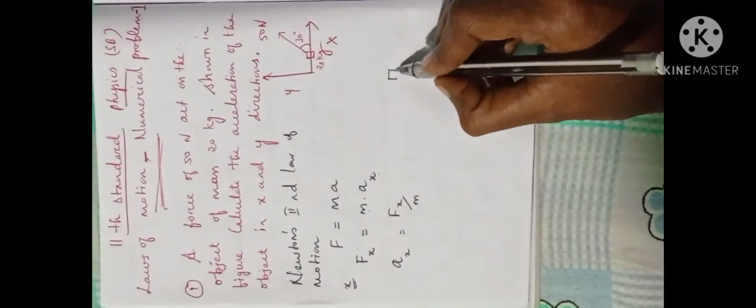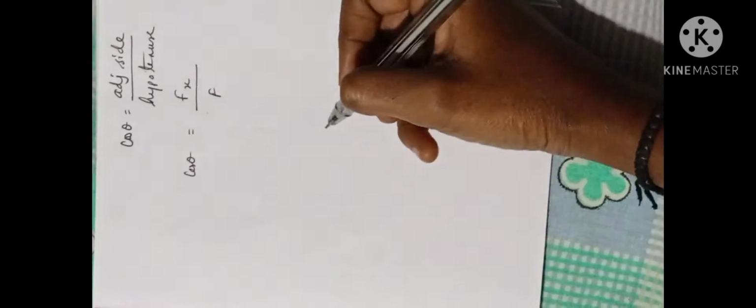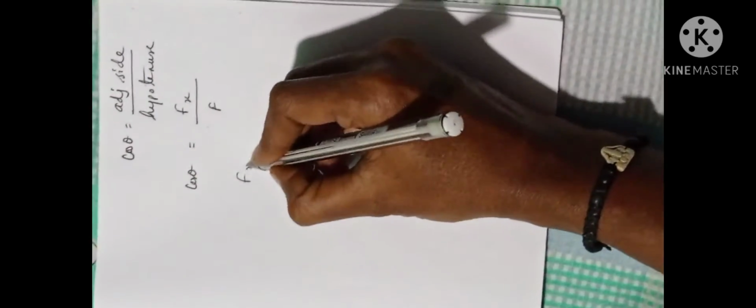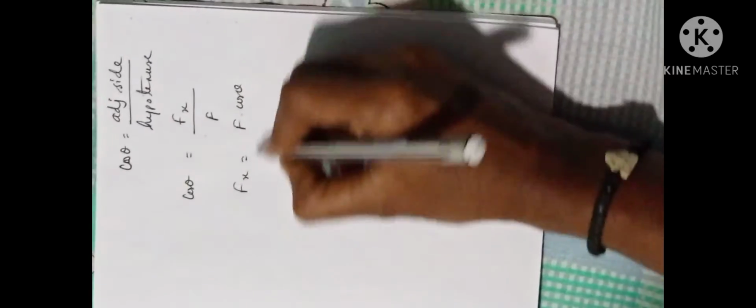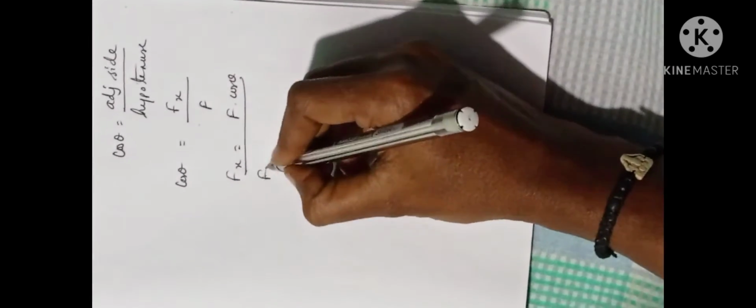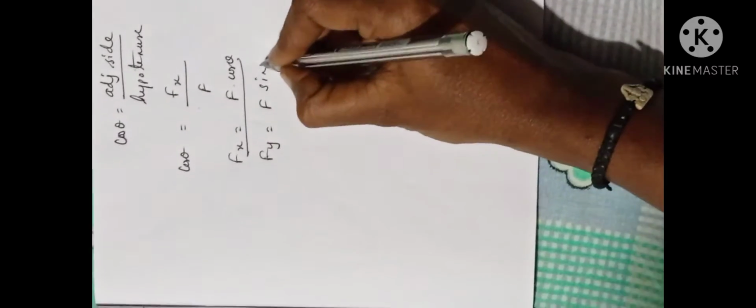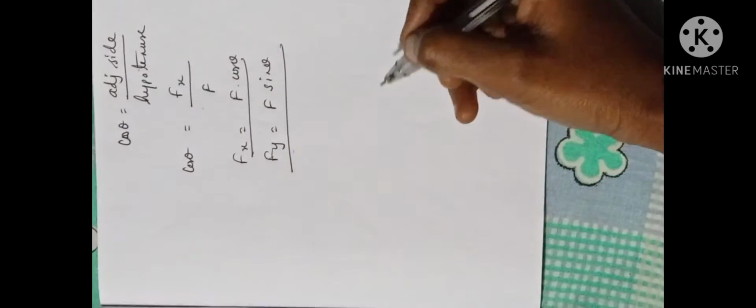Now let us draw another figure. Here this is the mass, and we find cos theta. For the right angle triangle, one side is Fx divided by hypotenuse F. So cos theta is equal to Fx divided by F. Here Fx is equal to F cos theta, and Fy is equal to F sin theta. These are the two components of the force.